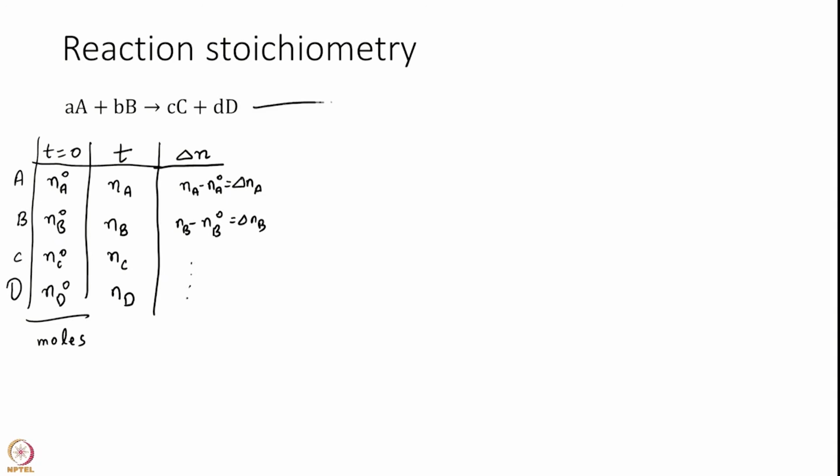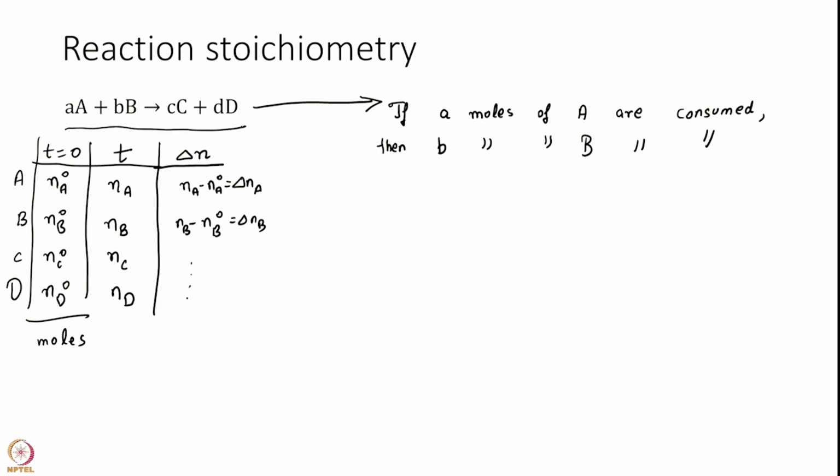First, what does this stoichiometry mean? What do we understand from this? If a moles of A are consumed, then b moles of B are consumed. That is the meaning of this reaction here. Okay. By definition, this is always true. There is absolutely no exception. This is the definition.